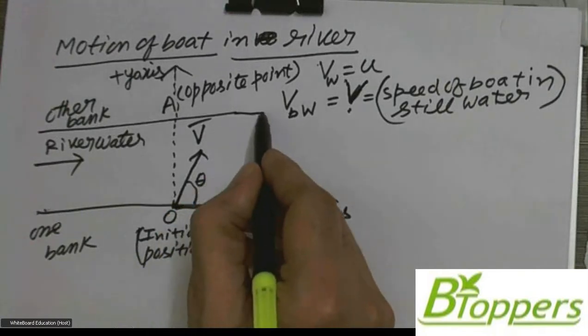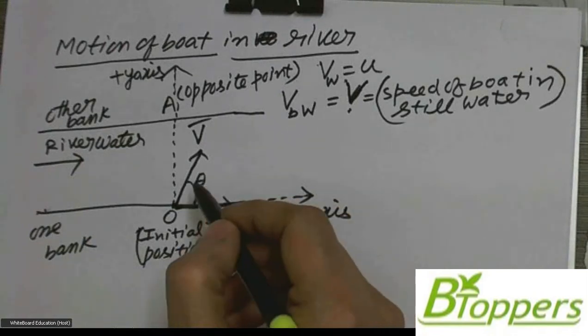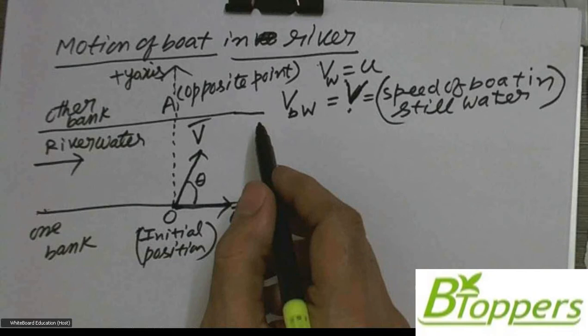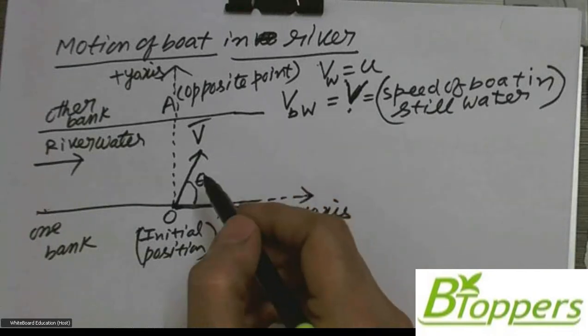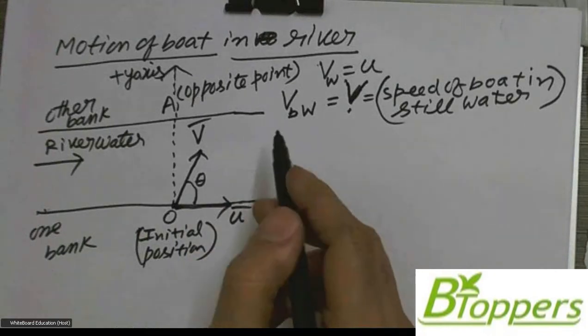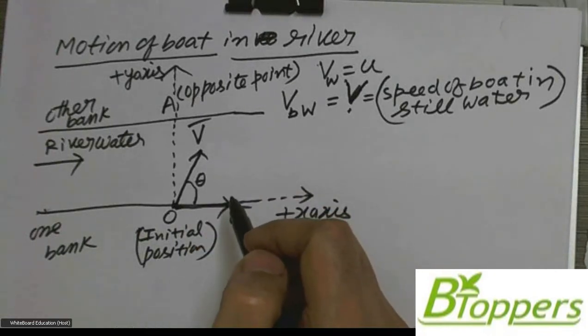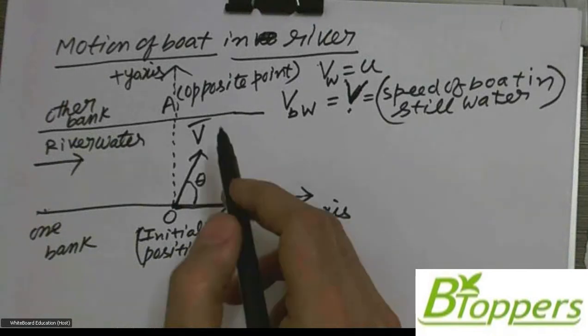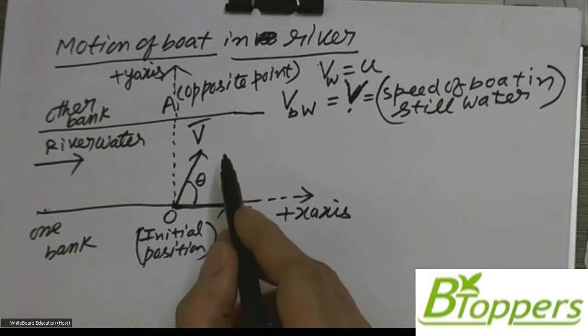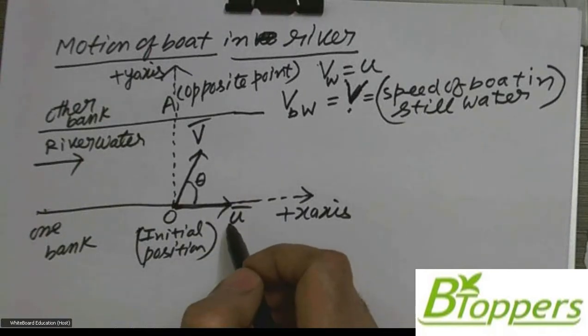So the actual velocity of the boat while it crosses the river, as seen by a stationary observer on one of the banks, will be the resultant of V bar and U bar. That we call resultant velocity. So the resultant velocity of the boat is the vector sum of V bar and U bar.